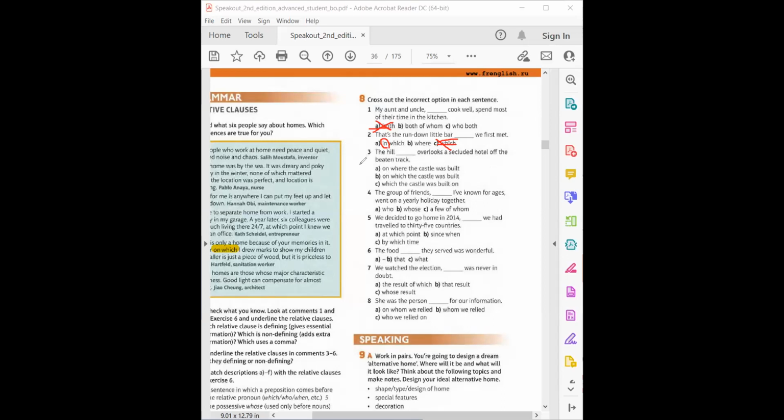Now let's have a look at sentence 3. The hill, A, on where the castle was built, B, on which the castle was built, or C, which the castle was built on, overlooks now a civil hotel off the beaten track. I feel I would cross C. I feel B. I would cross A.